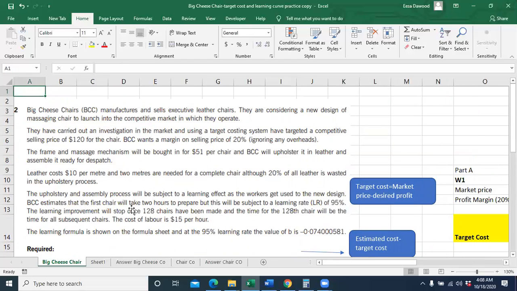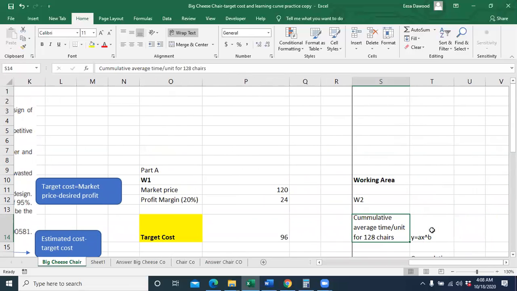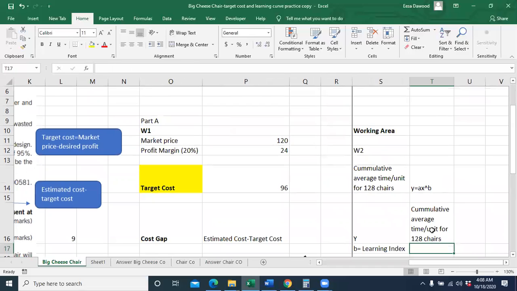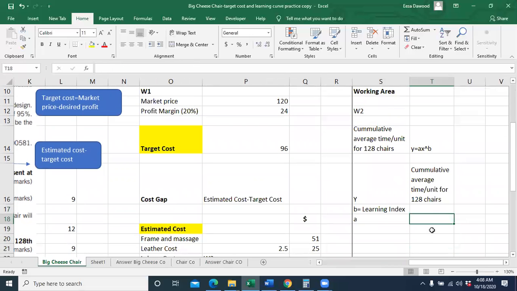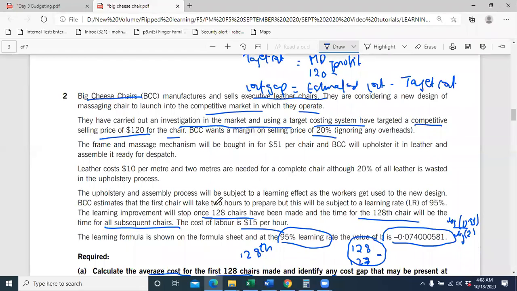Okay, BCC estimated the first year chair takes about 2 hours to prepare, but this will be subject to a learning rate of 95%. The learning improvement will stop once 128 chairs have been made, and the time taken for the 128th chair will be the time taken for the subsequent chairs, and the cost of labor is 15 per hour. So I just need to calculate the cumulative average time for 128 chairs by using the formula approach: Y equals ax raised to the power b, where a is the time taken for the first chair, and the time taken for the first chair is basically 2 hours.